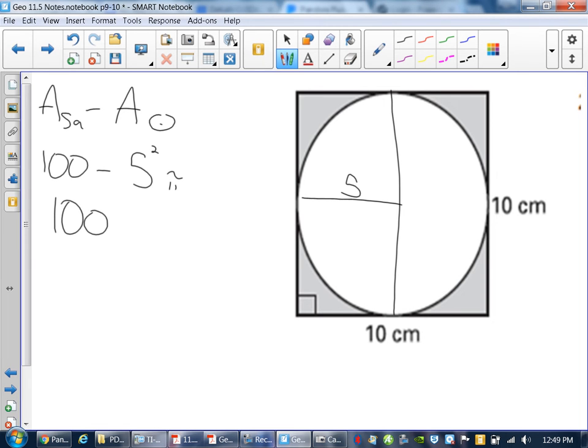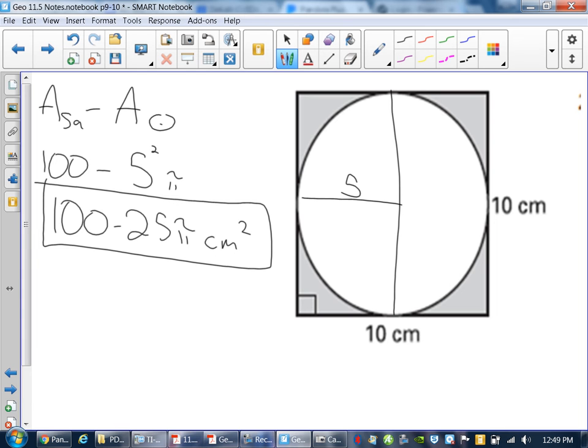So here's an example of what you would do if it asked you for something in exact form. 100 minus 25 pi would be an exact answer. No decimals. If I asked you to give it to me in terms of a rounded answer, you would just press that in the calculator and hit enter, and it should spit out 21.46 square centimeters.